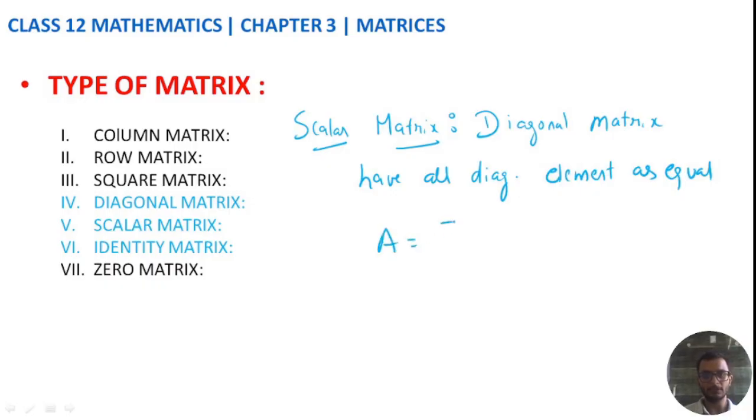Suppose one simple example is of this type: 1, 0, 0, 1. This is a square matrix and its diagonal elements are the same. So this is called a scalar matrix. You should recall this example. Okay, I will come to this again. If I am taking B as 2, 0, 0, 2, it is also a scalar matrix with the constant in the diagonal elements being 2. Okay, so next is identity matrix.